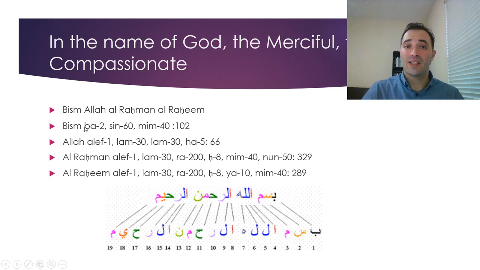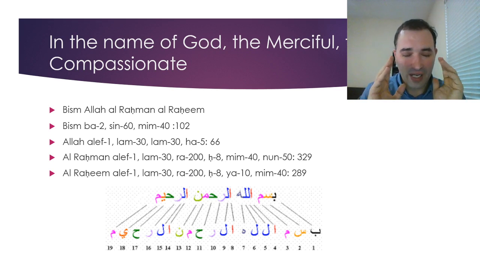So Bism is Ba, Sin, and Mim. There are no vowels in Arabic. So Ba, gematria number 2. Sin, you can see here, 60. Mim, 40. The total of the Bism is 102. Allah: Alif, Lam, Lam, Ha. 1, 30, 30, 5, total 66. Al-Rahman, Al is the article. Rahman, the Merciful: Alif, Lam, Ra, Ha, Mim, Nun, 200. Every single word is here. 329. Don't sleep, guys. I know that you're not sleeping.